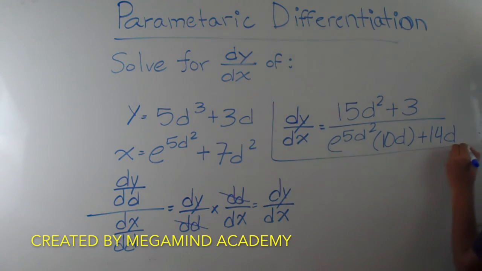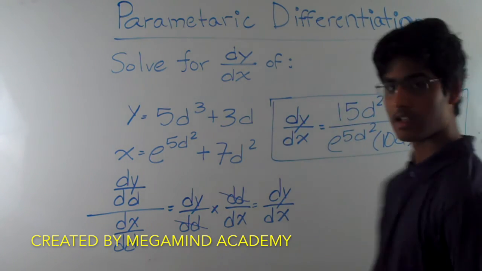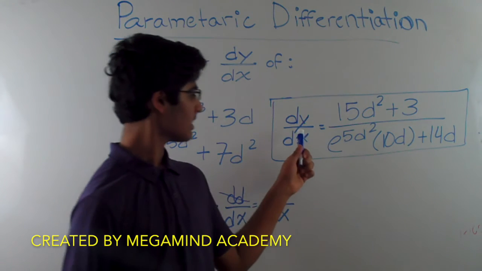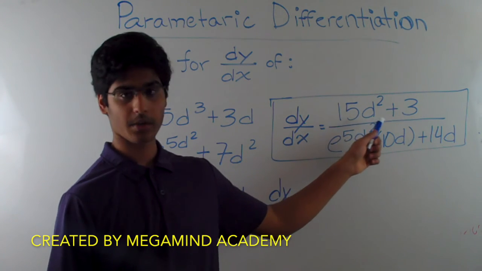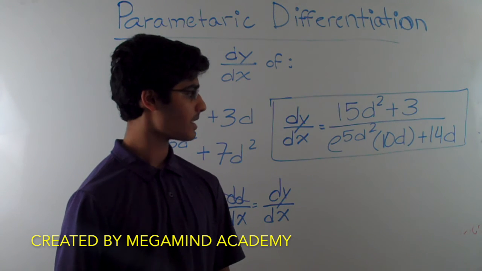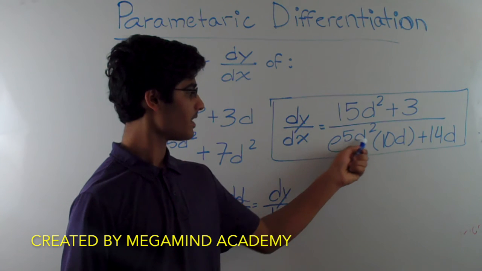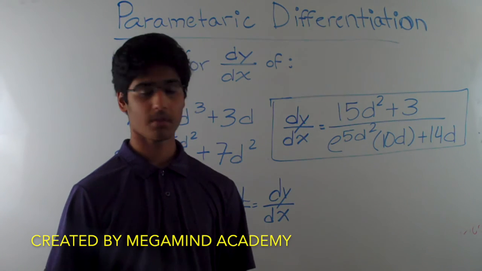So dy/dx is equal to (15t squared + 3) over e to the 5t squared times (10t + 14t). Or e to the 5t squared power times (10t + 14t).